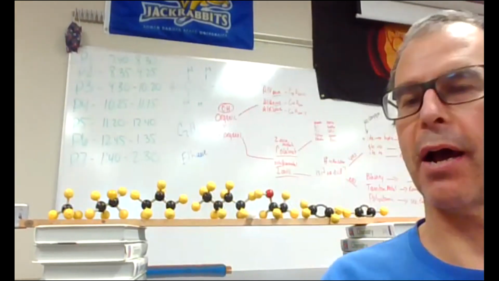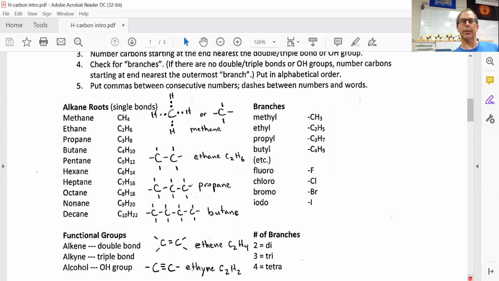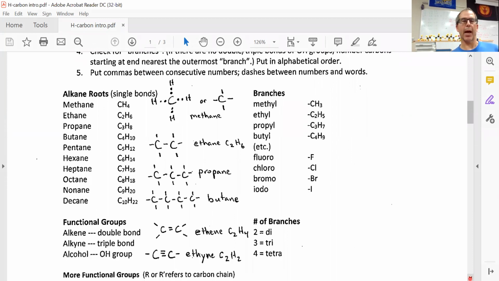If you look at the yellow sheet that you have, or I believe it's page 4 of your homework packet, you're going to have the rules for electron dot structures, and then also some rules for naming hydrocarbons. We'll go to those rules in our next video, but I just want to do an introduction to some of the simplest hydrocarbons that we have.